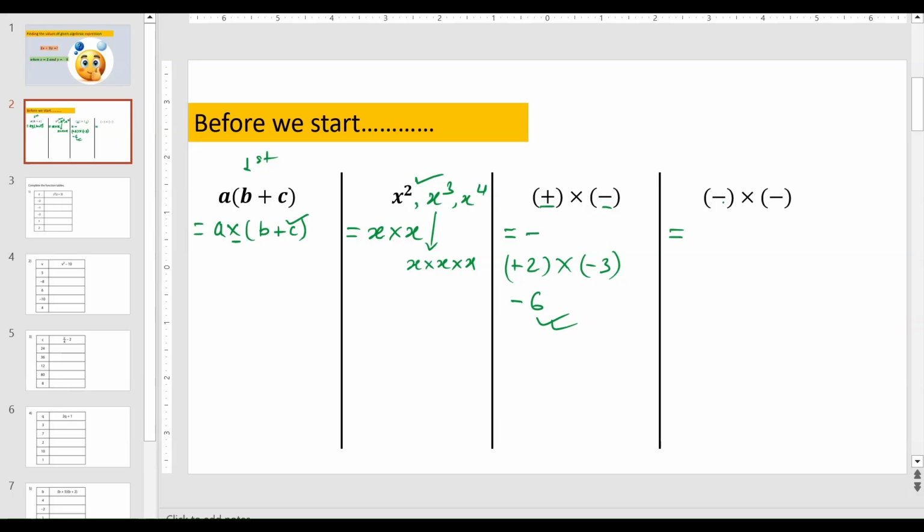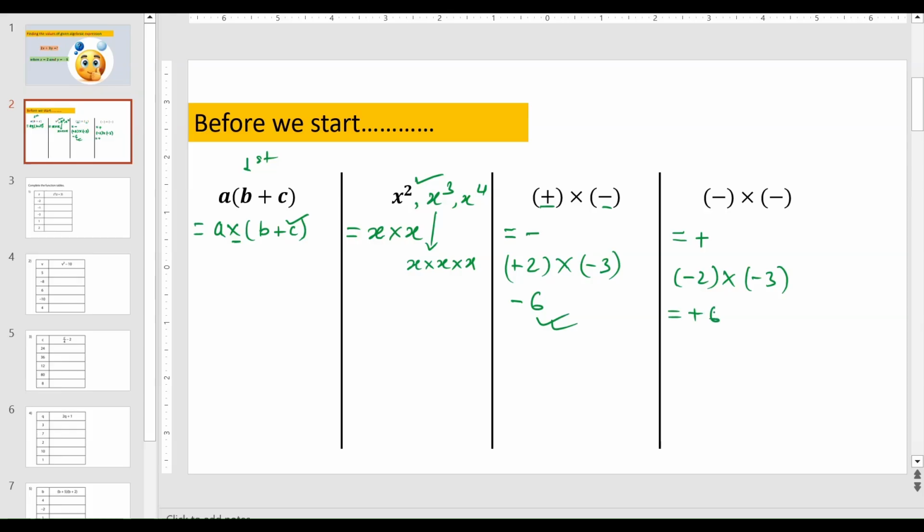And if you multiply two negative values, minus and minus, we will always get a positive value. If it is minus 2 times minus 3, we get plus 6. Multiplication between minus and minus always gives positive values. For example, multiplication between minus 2 and minus 3 gives plus 6.